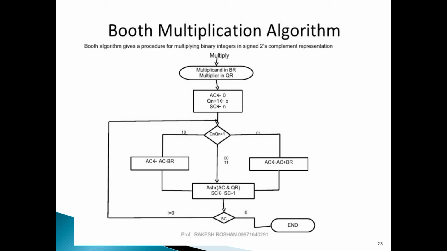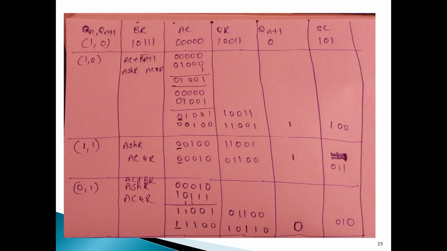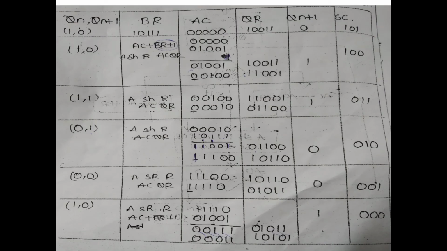If it is 1 0, then what will you do? Add A plus B, add AC plus BR, and the result is transferred to AC, okay? So add AC plus BR bar plus 1, BR bar plus 1 అంటే BR కి 2's complement find out చేయండి. So find the 2's complement of BR.